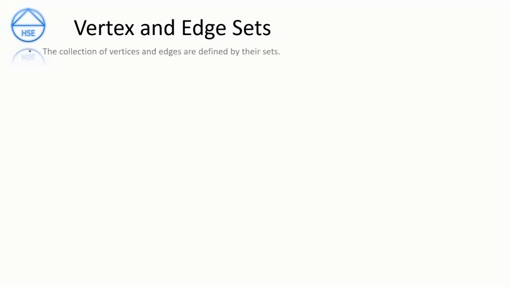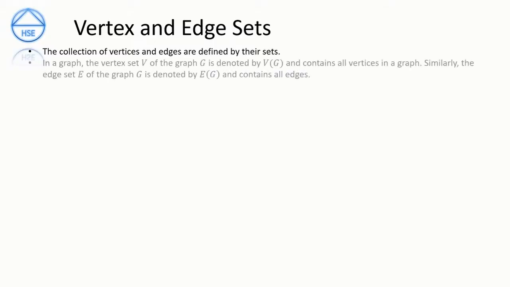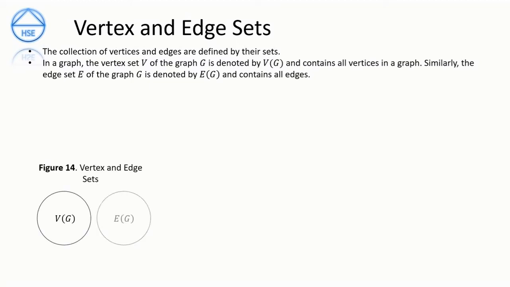Vertex and edge sets. The collection of vertices and edges are defined by their sets. If vertices and edges were marbles, their sets would be the bags they belong in. In a graph, the vertex set V of the graph G is denoted by V(G) and contains all vertices in a graph. Similarly, the edge set E of the graph G is denoted by E(G) and contains all edges. These sets are shown below in figure 14.